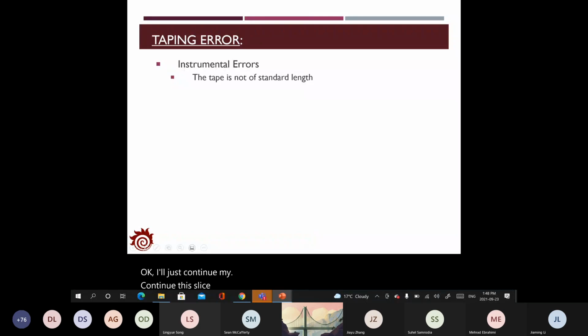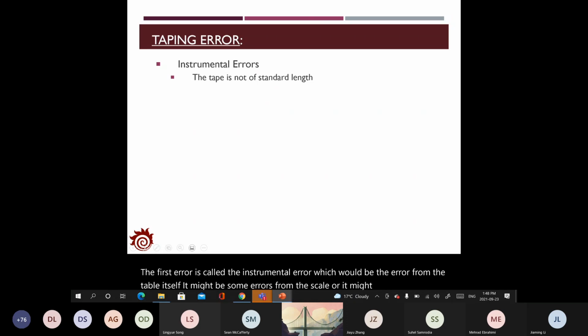So basically, we can see three types of errors in distance measurement with tape. The first error is called the instrumental error, which is the error from the tape itself. It might be some errors from the scale, or it might be from the physical properties of its materials. The most common instrumental error is that the tape is not of the standard length.